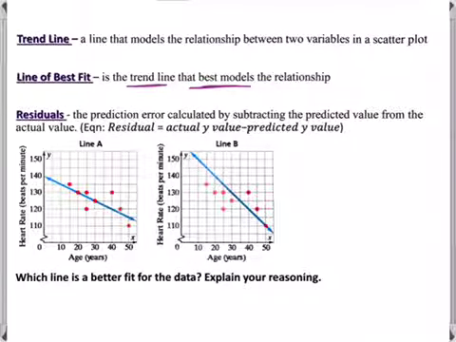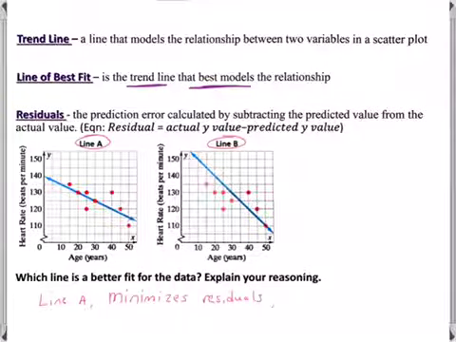We're looking at these two examples for lines A and line B. Which line is the better fit for the data, and explain your reasoning? For me, I have to say this is line A. Line A minimizes residuals, and it just fits more closely to the majority of the data points.